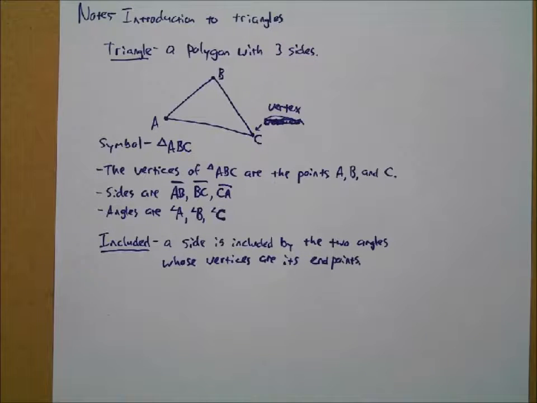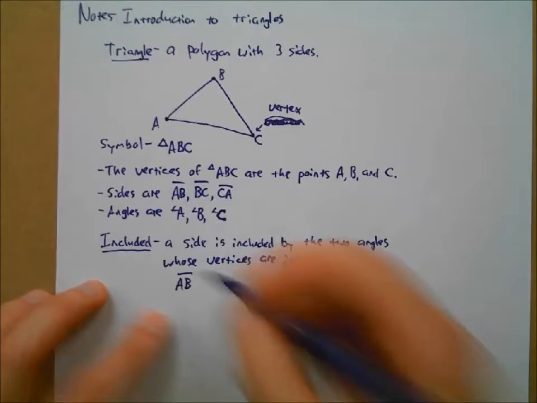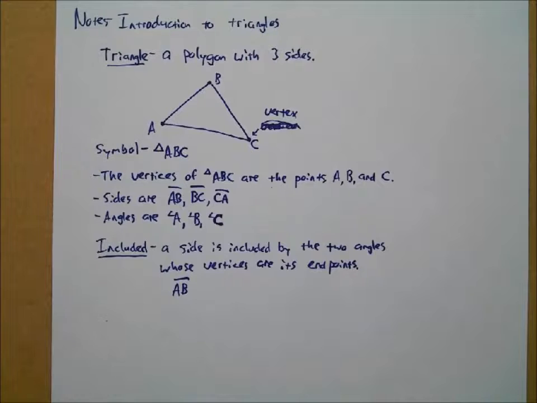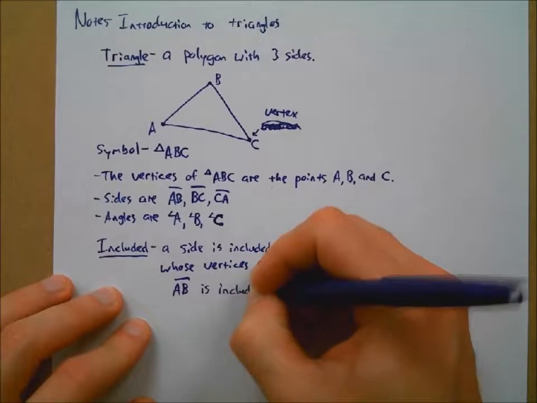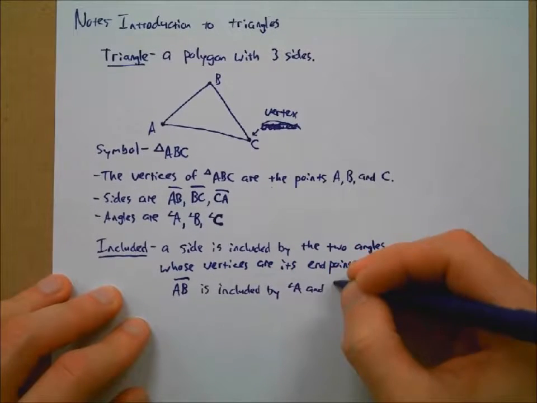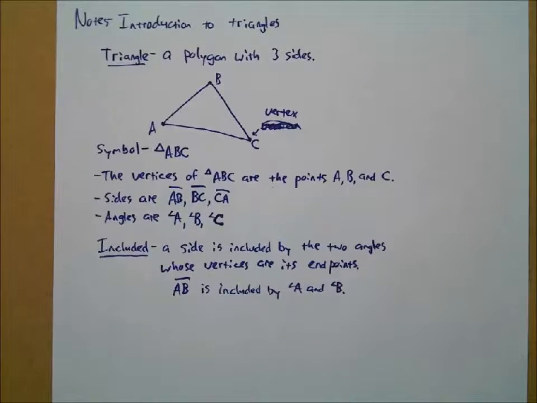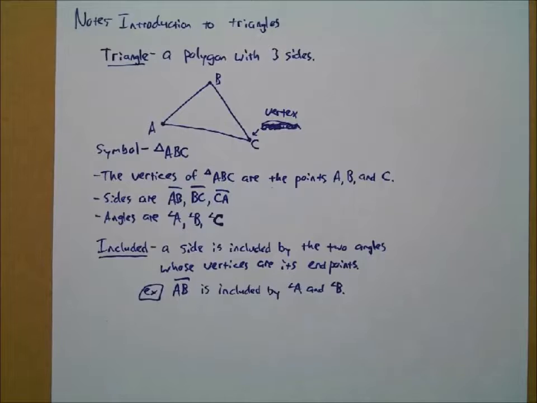So segment AB is included by what 2 angles here? Or in other words, segment AB is between what 2 angles? A and B, right? So we'll say that segment AB is included by angle A and angle B, as just an example there.